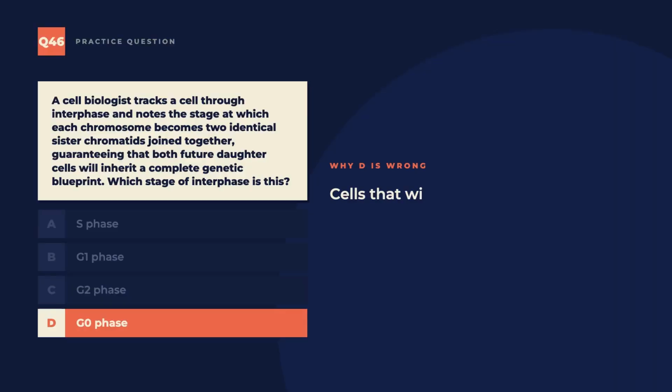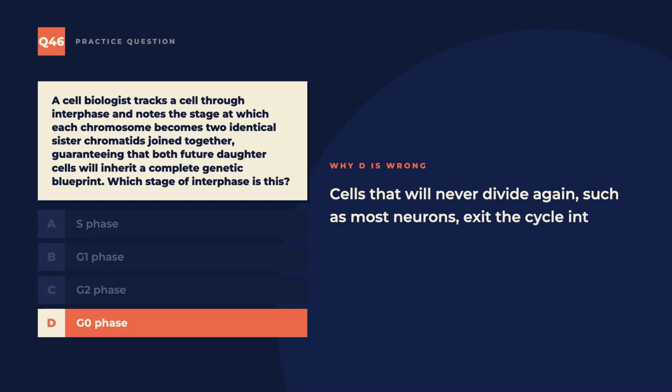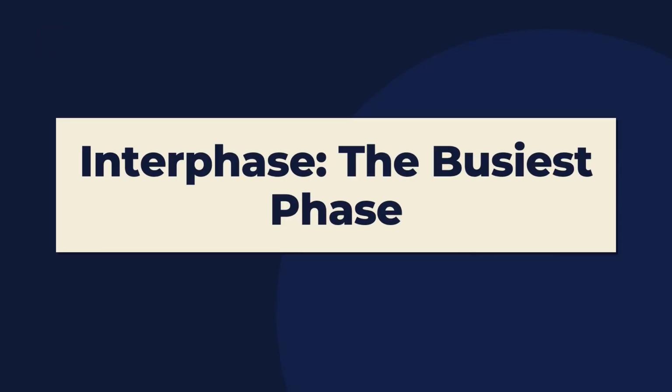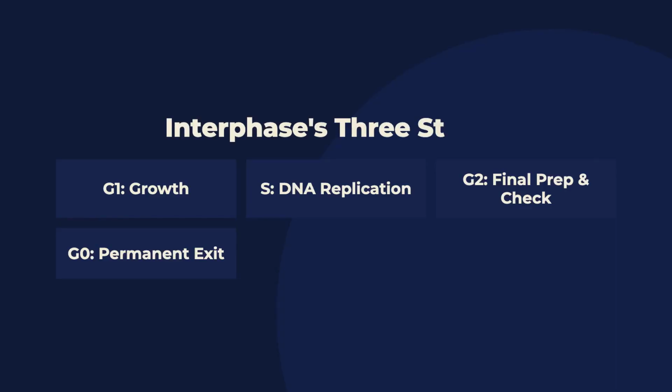D is wrong because cells that will never divide again, such as most neurons, exit the cycle into a resting state and remain there. No DNA replication occurs in that state at all. Interphase was once called the resting stage of the cell cycle, but that name was so misleading it's been abandoned. A cell in interphase is doing every job it exists to do, while also building a complete second copy of its genome. Interphase subdivides into 3 stages plus 1 exit ramp.